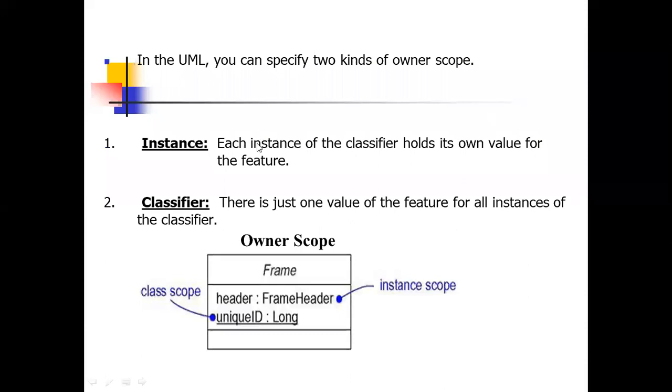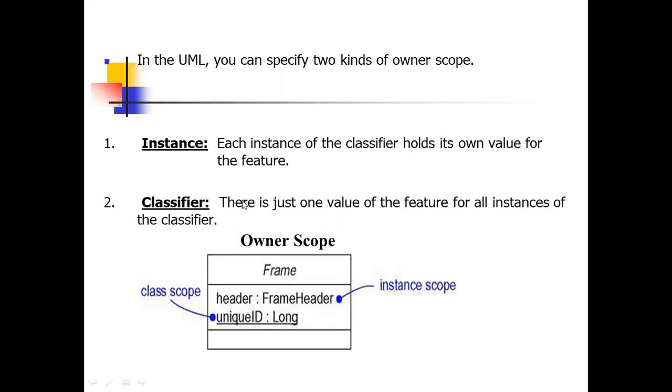What is instance? Here each instance of the classifier holds its own value for the feature. Instance scope means it holds its own value. Here you can see the class name Frame, then header colon FrameHeader. That is instance scope. That means it holds its own features or own values.